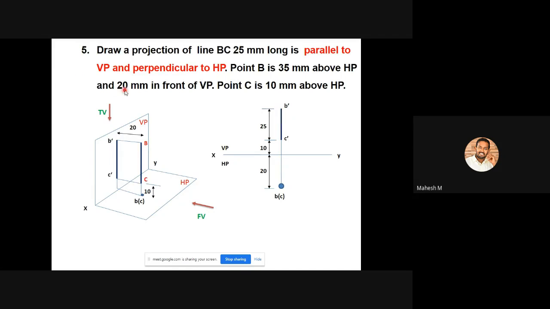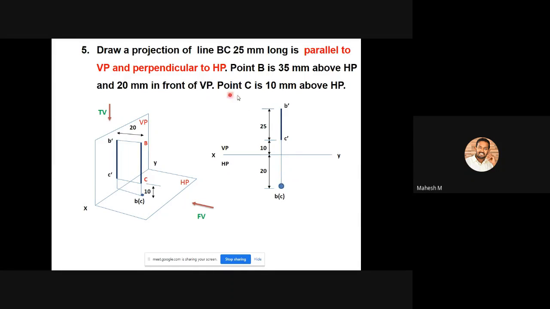And 20 mm in front of VP. So from the reference line to the top view, it should have a 20 mm distance. Normally the top view will be a point for this condition. So the C point will come here. There is no need of a dimension for this C point.